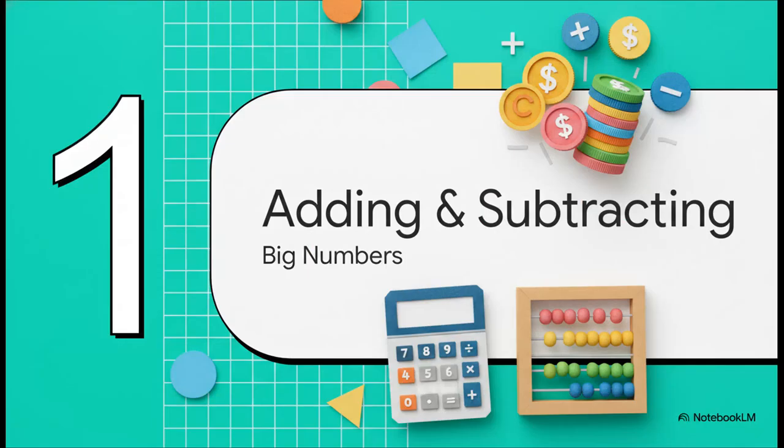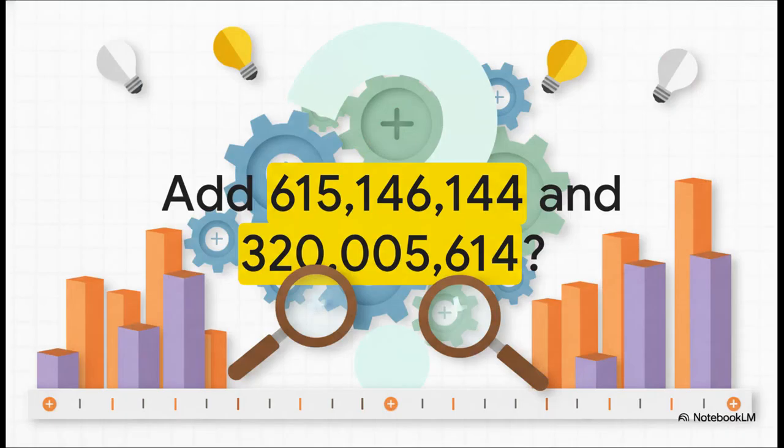All right, let's kick things off with adding and subtracting big numbers. Now, you already know how to add and subtract, right? But in P7, the numbers get much larger. So let me ask you this. How would we confidently add 615,146,144 to 320,005,614 without making a single mistake?